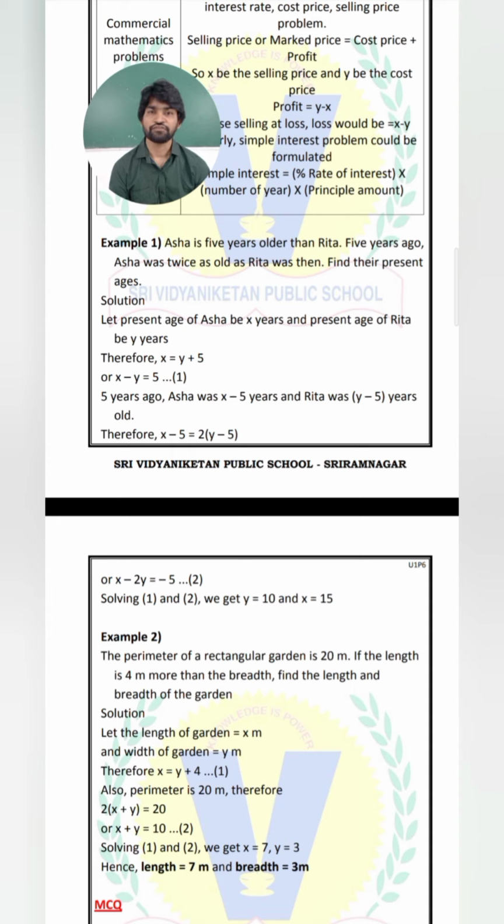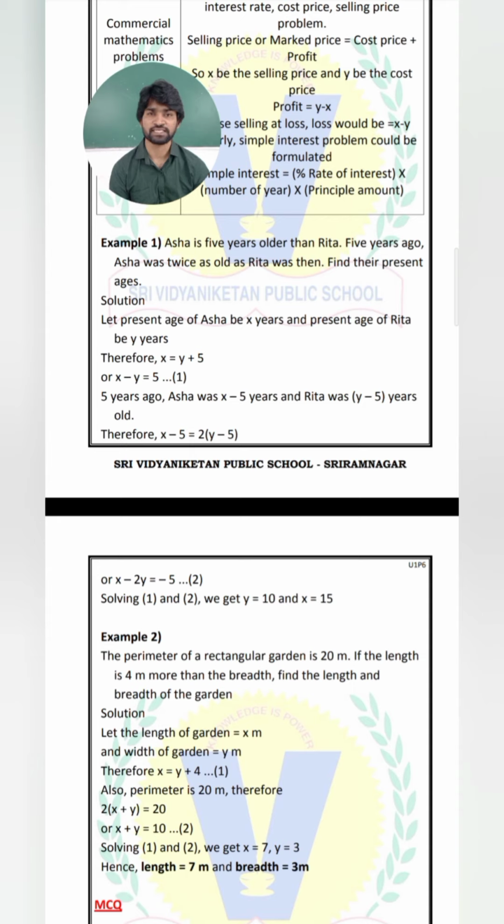Asha is 5 years older than Rita. Means who is elder here is Asha. So Asha's age is greater than Rita's. This is what you have to understand. So Asha is elder, so we have to add 5 to the age of Rita. Asha is how much now? x. So x equals y plus 5. This is our first equation. Or if you want to solve by elimination method, you can write x minus y equals 5.